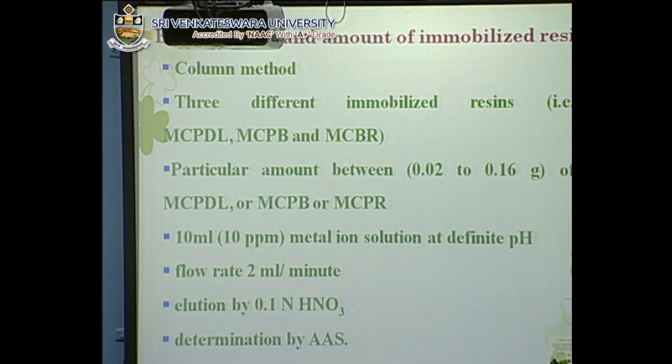The effect of type and the amount of immobilized resins. For this, we have used the column method, with 3 different immobilized resins, that is Calotropis procera bark, root and dry latex. The amount of modified resin was from 0.02 to 0.16 gram. Flow rate was 2 ml per minute, and elution was carried out by 0.1 normal HNO3.